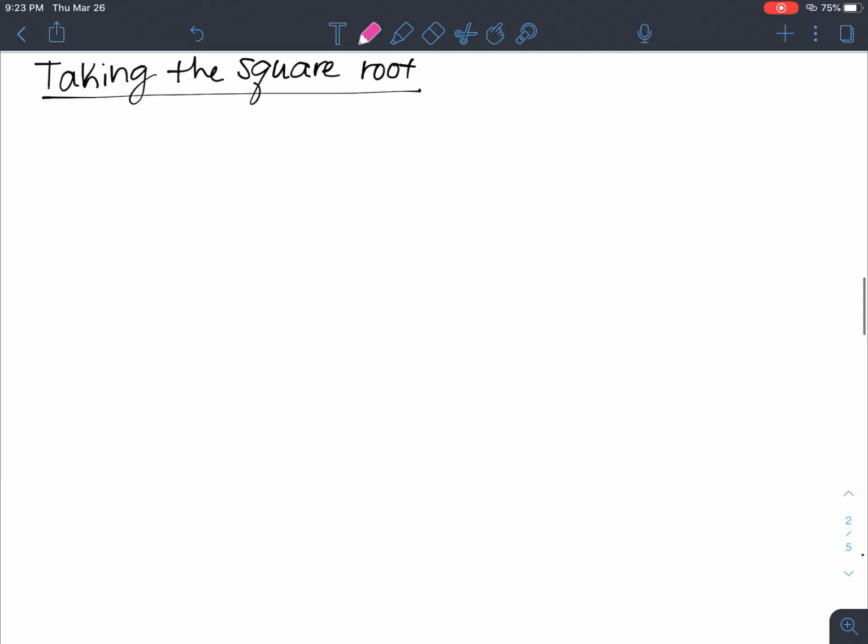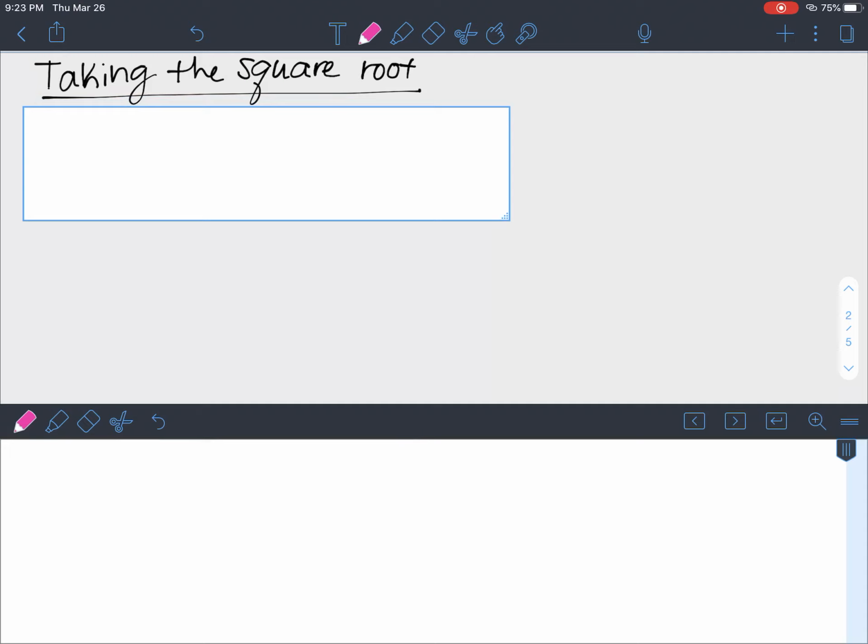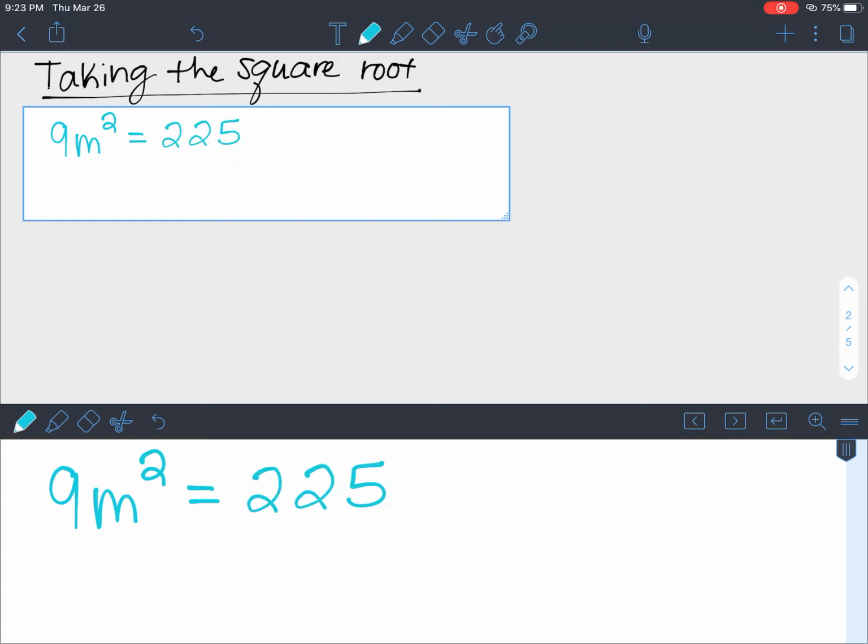So now let's talk about taking the square root. This is what we started with when we started doing quadratic equations, and we started solving these guys. So just starting out, I'm going to do problem number 11, which was 9m squared equals 225.